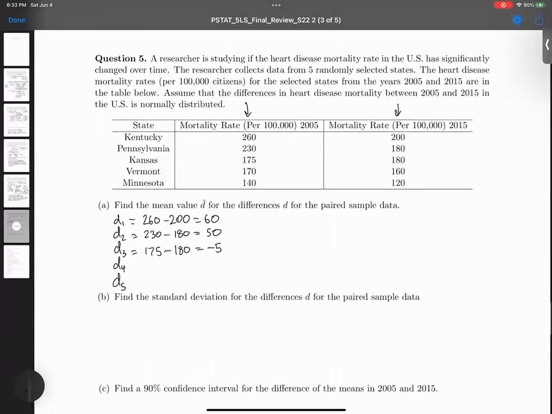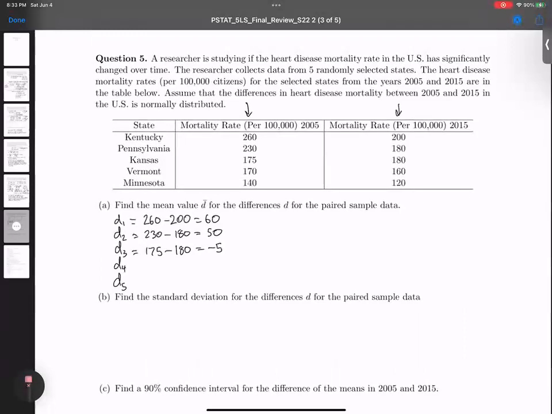And it also doesn't matter which one you did first. You could do the second column minus the first column as long as you're consistent. Just like how defining the different populations being population 1 or population 2 doesn't matter. Doesn't matter which one you subtract for the same kind of reasons. Everything will just end up working out. So then we have 170 minus 160 is equal to 10. And then we have lastly 140 minus 120 is equal to 20.